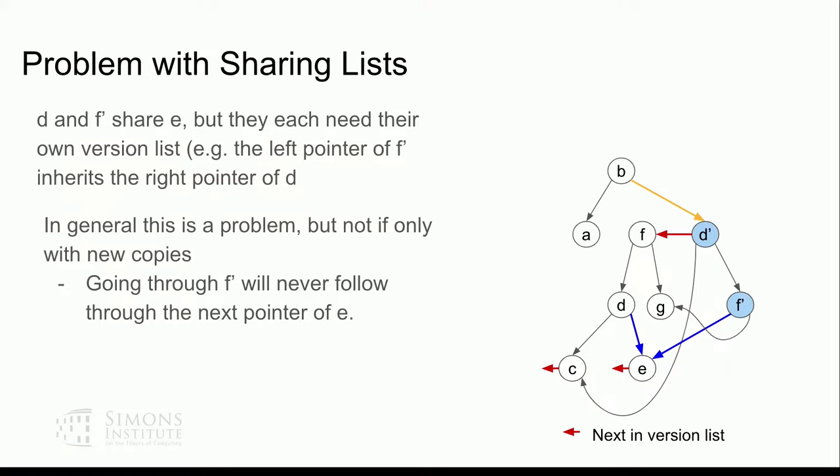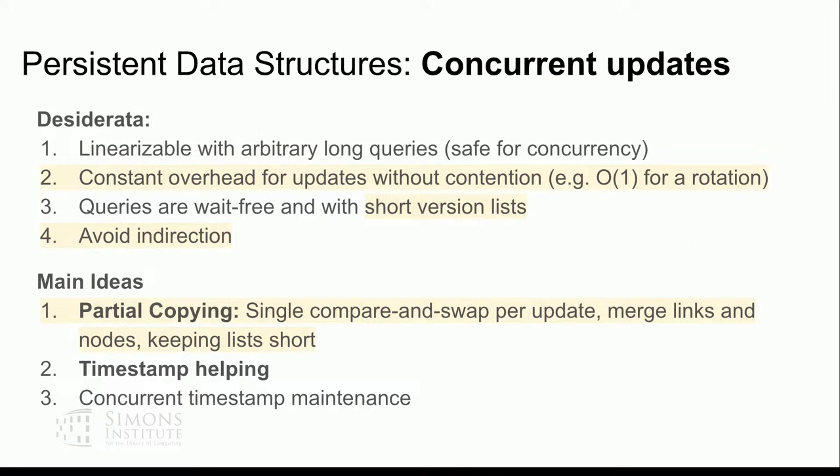I've only shown a set of the steps, but there's a few more steps to make this work in a way that's safe for concurrency. It turns out the most tricky part is actually setting the timestamps properly. Okay, so there's some tricks to do that. But once you do all this, then you get the goals that we wanted, which was safe concurrent updates and constant time updates and wait free queries.